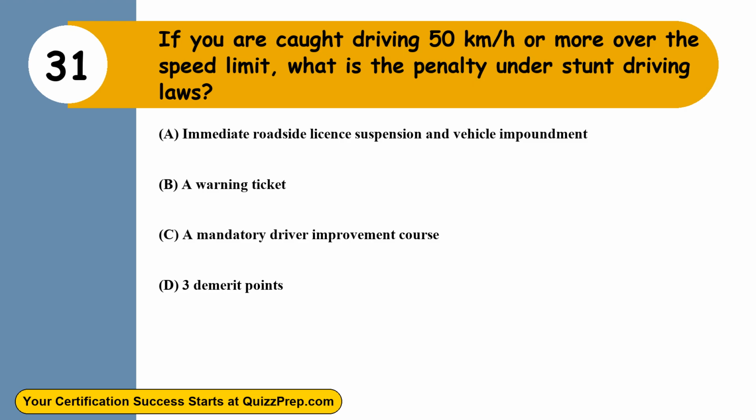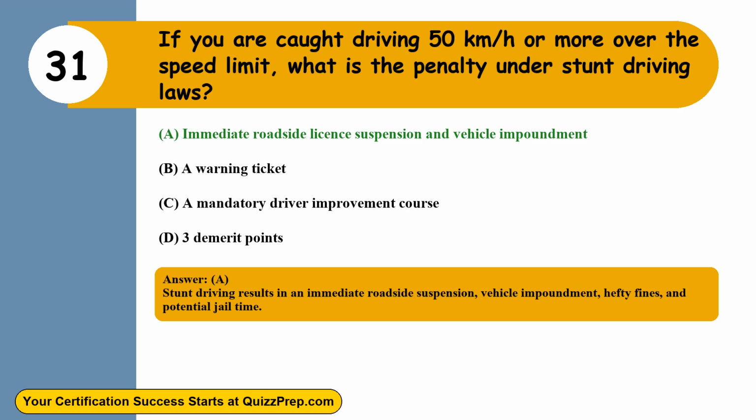Option D, 3 demerit points. The correct answer is option A, immediate roadside license suspension and vehicle impoundment. Stunt driving results in an immediate roadside suspension, vehicle impoundment, hefty fines, and potential jail time.